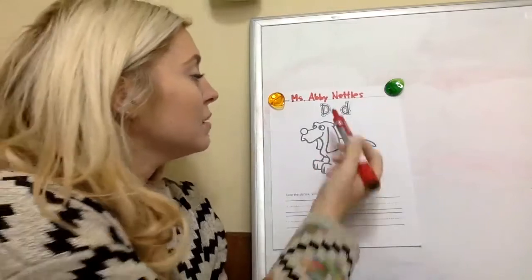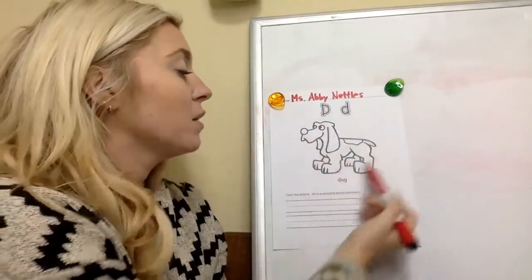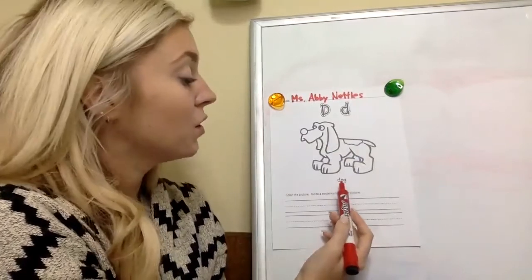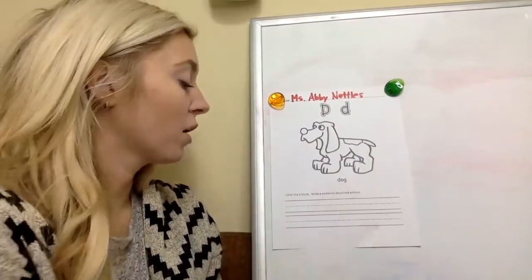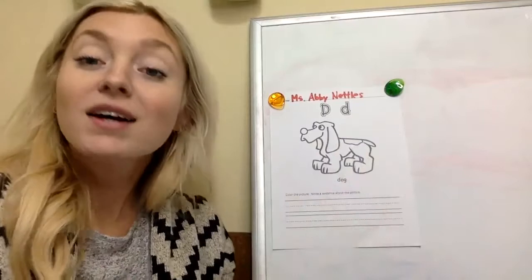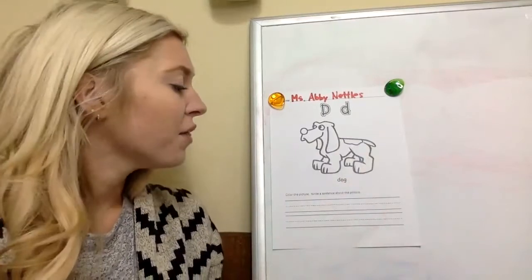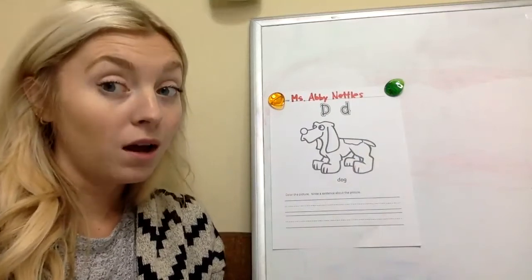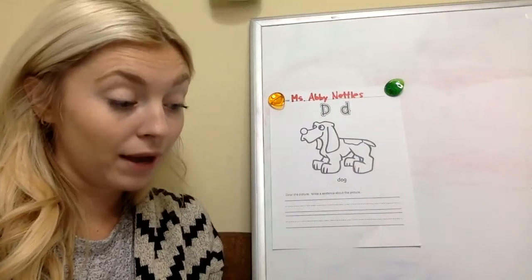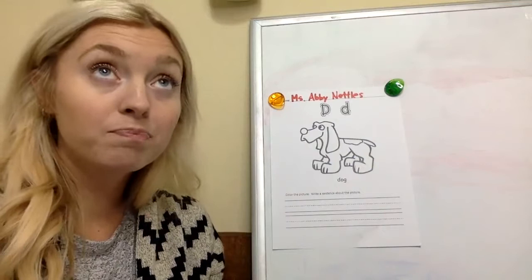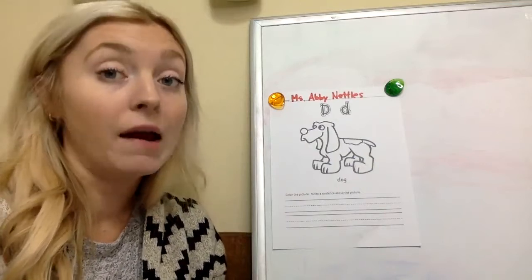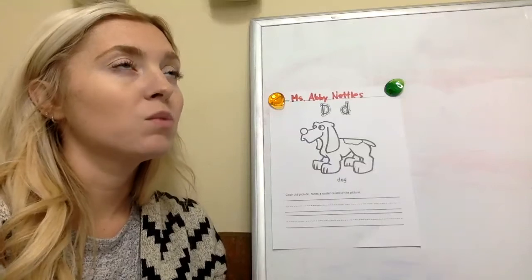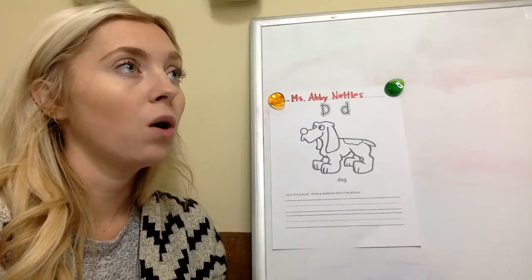So we see some D's up at the top, and then we see a picture of a dog, and then right here we have the word dog. So our directions say to color the picture, then write a sentence about the picture. So there's a lot of different sentences that we can write because we know we have a good amount of sight words right now. So think about dog and think about your sight words. And what do you think you could write about the dog?